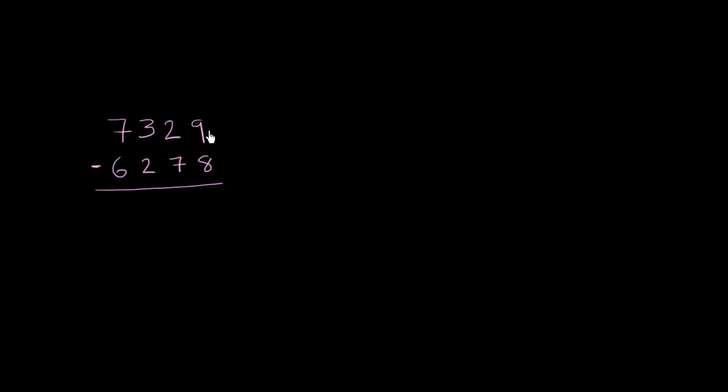So first we go to the ones place. We're subtracting an 8 from a 9. That seems pretty straightforward. That's just going to be a 1. A 1 in the ones place. It literally just represents 1.